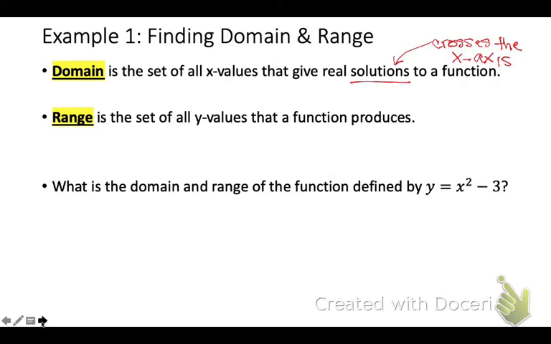When you hear the word domain, you should be thinking x. When you hear the word range, you should be thinking what? Y.